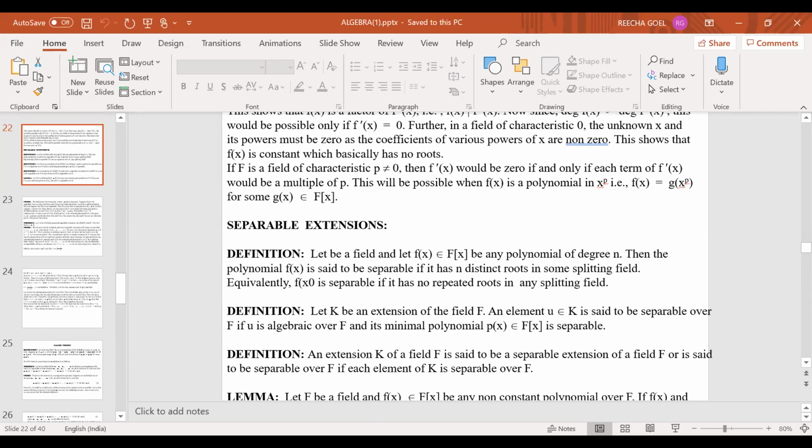Now, then we consider the concept of minimal polynomial. That is, if u in K is algebraic over F, then it may satisfy many polynomials over F. Then out of these polynomials we consider the one of the smallest degree which is satisfied by this u. This polynomial is called the minimal polynomial. And without any loss of generality, we can take this as a monic polynomial. That is, the coefficient of the highest power of this polynomial is taken to be 1.